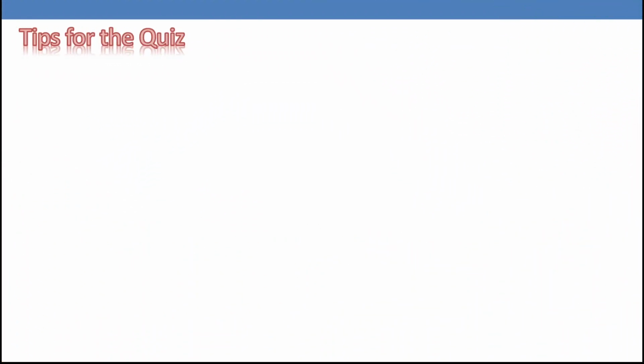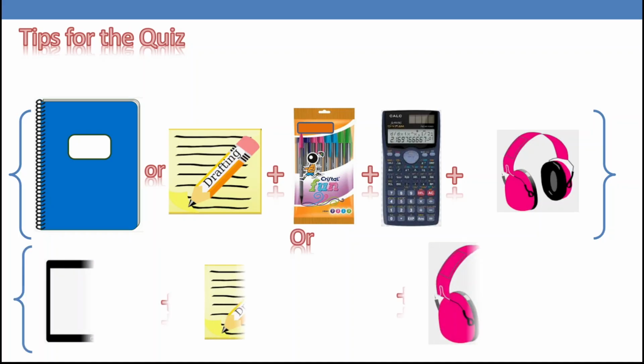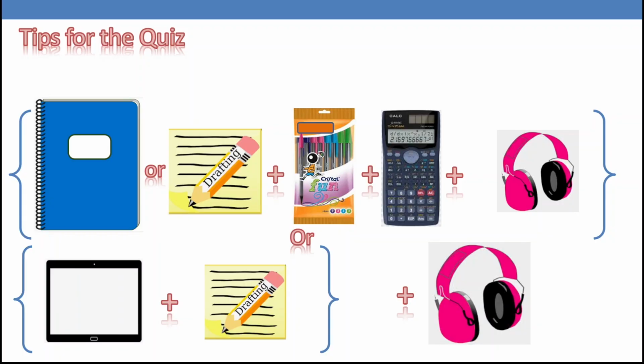To get the most benefit from this quiz, let me give you some tips before you start. You need to prepare this stuff before you start. So you need pen and paper or pencil and paper, your calculator, and if you like to use your headset, it's up to you. If you don't like to use this stuff, you can use your tablet and pen and paper beside you as well. So your tablet can be used as a calculator.